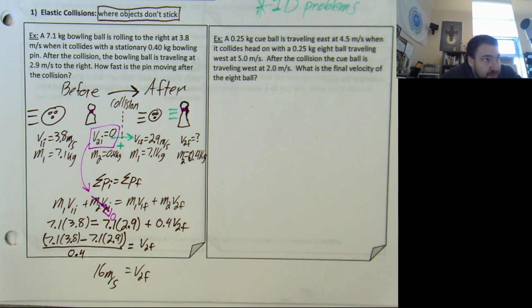There's two moving objects. So a cue ball implies that we're looking at a pool table. Normally when you play a normal pool, only the white ball is moving, at least initially, and then it hits the other balls and the other balls move afterwards, after the collision.